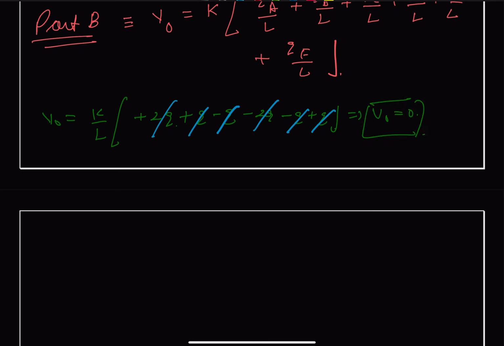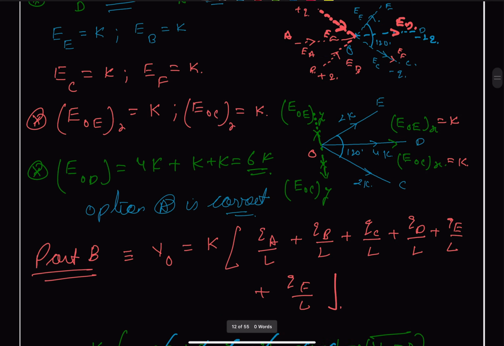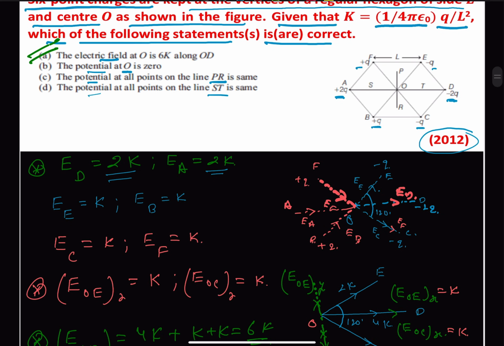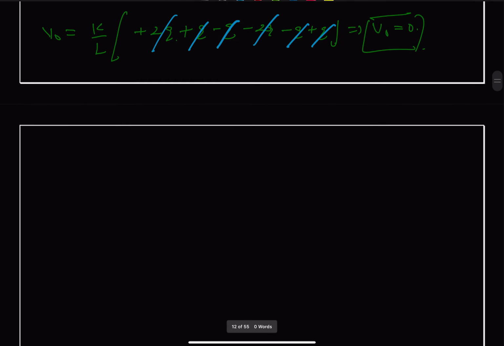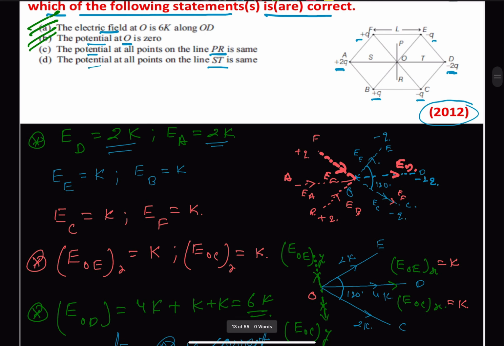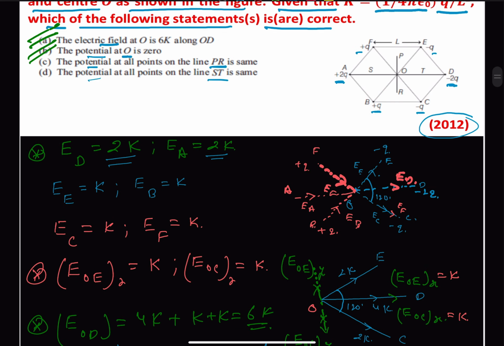It means potential at our center will be equal to 0. So option B is also correct. Option B is correct. And next it states that potential at all points of PR or second in D in ST is same. So PR and ST, okay.